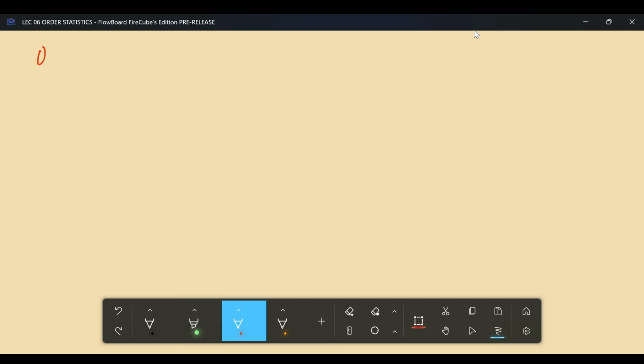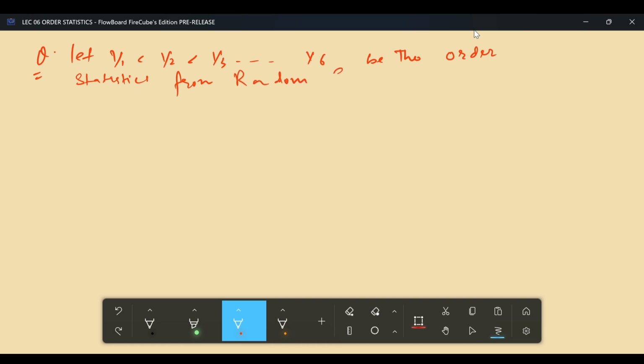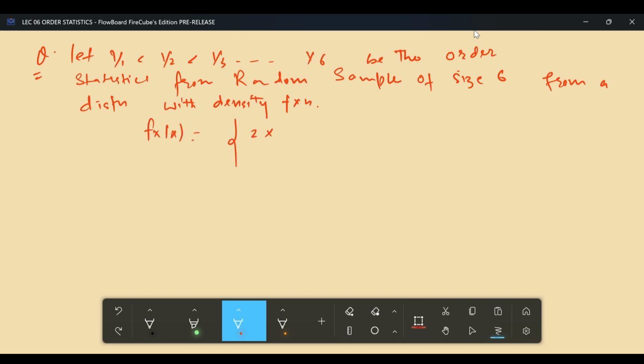Now see another question. Let y1, y2, up to y6 be the order statistics from a random sample of size 6 from a distribution with density function f of x equal to 2x, where x is between 0 and 1, and 0 otherwise. Then find the expectation of y6.